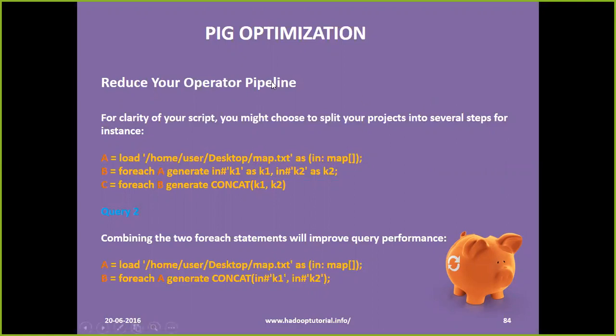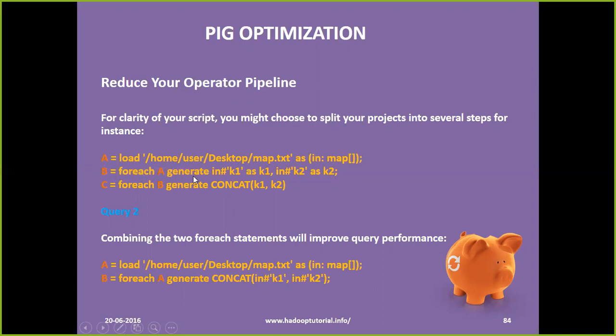Reduce your operator pipeline. What that means is, try to reduce your big statements as much as possible. Don't create too many aliases. If you see here, I have a sample map.txt file, and inside that I have two keys, K1 and K2. In this first statement, I'm loading that.